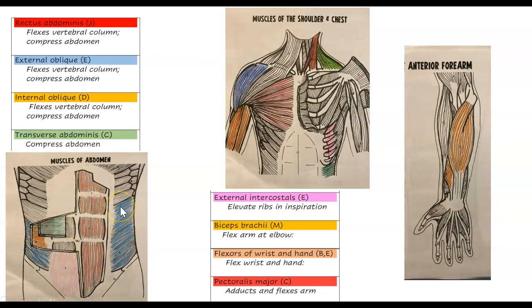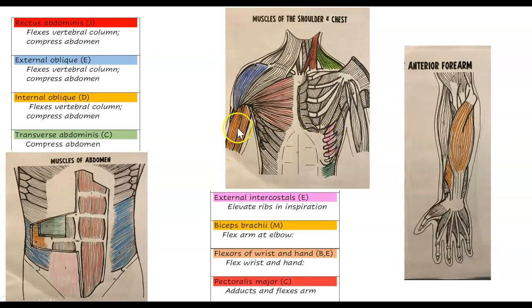So our abdominal muscles are arranged in different layers: the external oblique, the transverse abdominis, the internal obliques, and then the rectus abdominis. Going over here and looking at the anterior muscles of the shoulder and the chest, the external intercostal muscles are located right here, letter E in pink. These are going to elevate your ribs when you take a deep breath in.